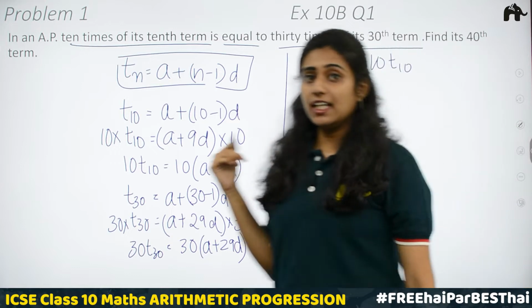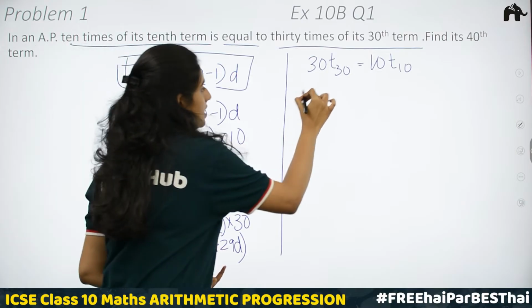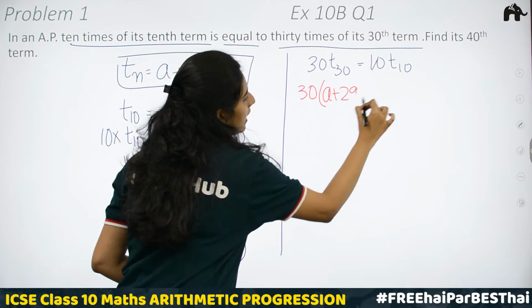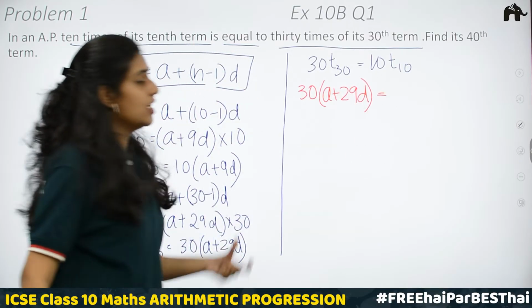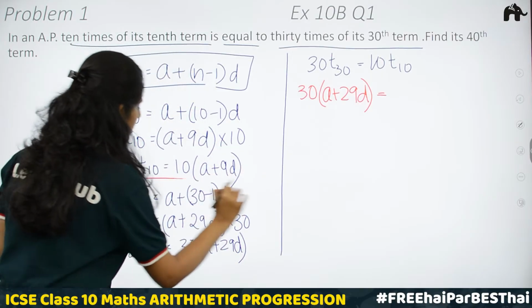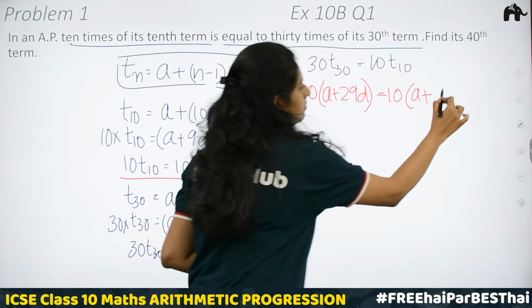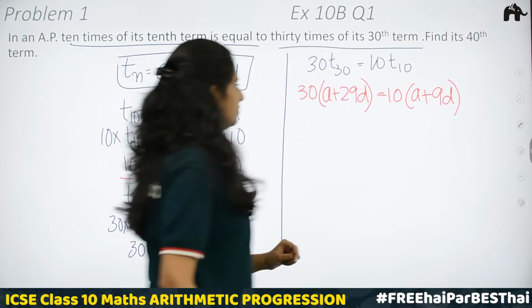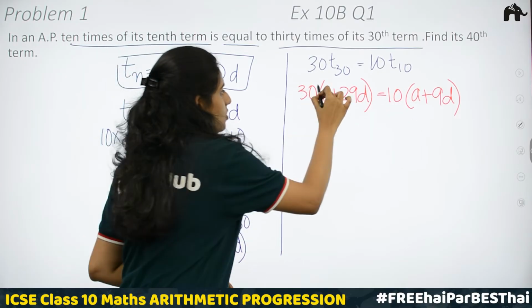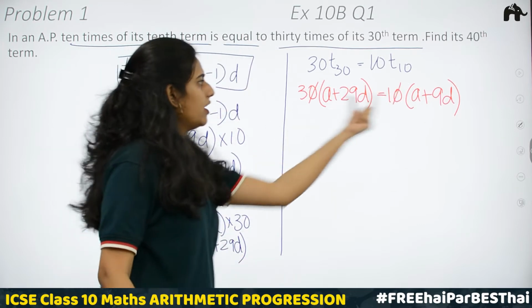Okay, what is 30 T30? 30 times the 30th term. That is 30 into A plus 29D is equal to 10 times the 10th term. What is 10 times the 10th term? This one, 10 into A plus 9D. Now here we have 30, here we have 10. The zeros can be cancelled. 30 by 10 is 3. That is what we are doing here.